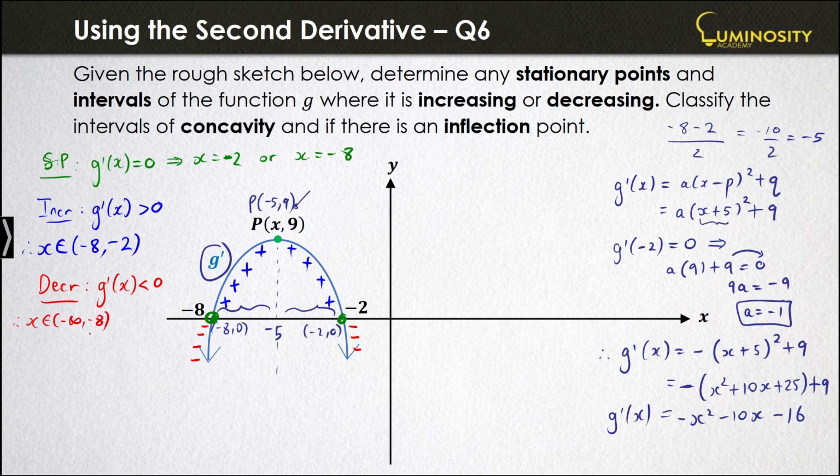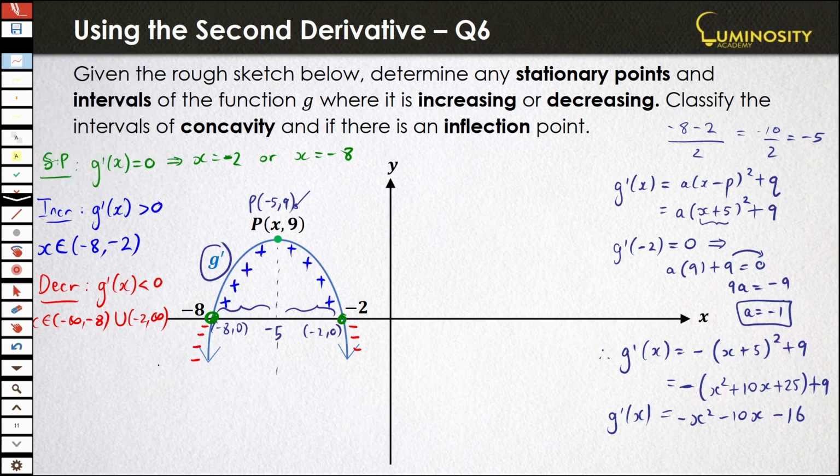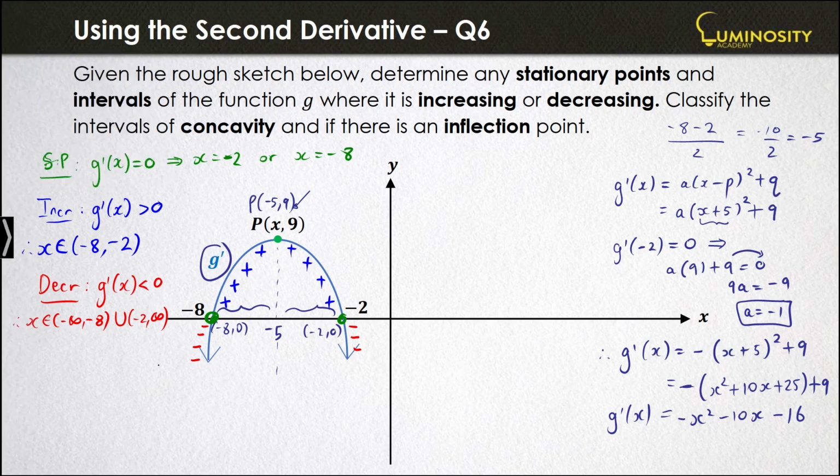Then it takes a break and becomes positive up here. And then from -2 to positive infinity, the graph is negative. So g prime is negative. Therefore, the original graph is decreasing on that interval, -2 to infinity. All right, so that is the stationary points and the intervals of increasing and decreasing.